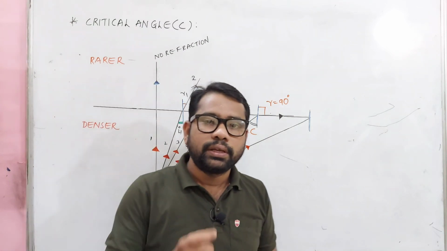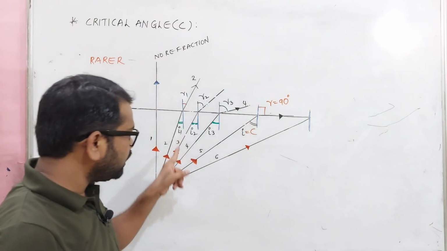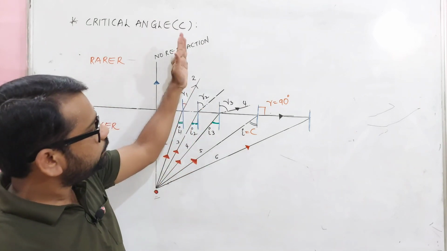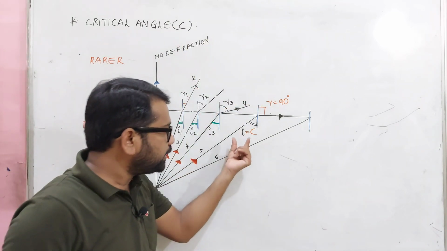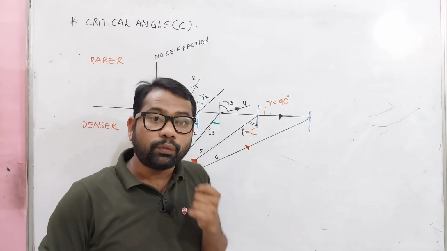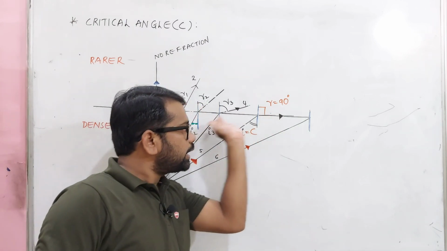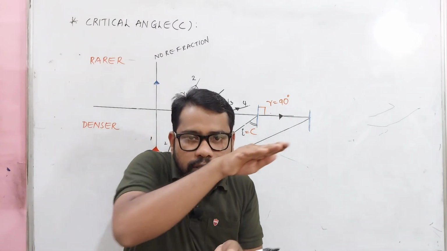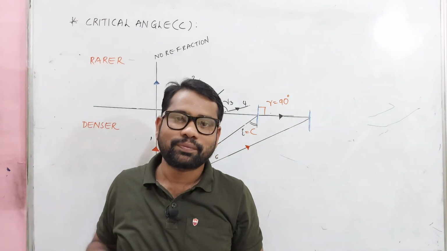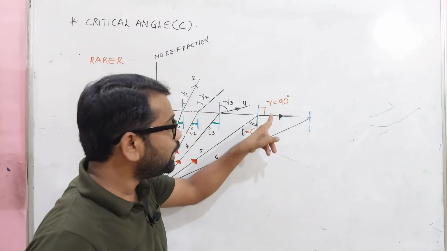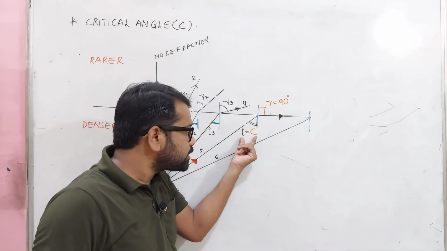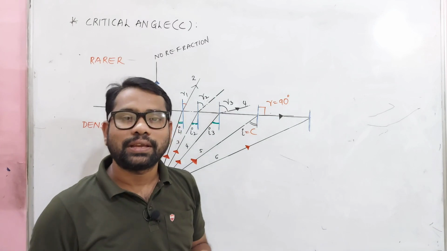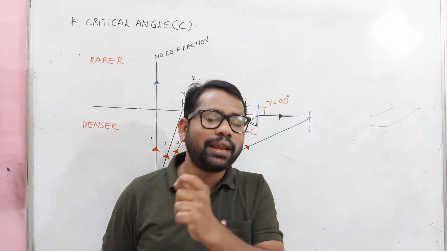What is happening? In a denser medium, if the angle of incidence is increasing, the refracted ray is approaching the interface. At a particular value of angle of incidence, what will happen? The refracted ray grazes the interface. It is going along the boundary between the two mediums. Which means what here? The angle of refraction is becoming 90 degrees. So this particular angle of incidence only we can call a critical angle.